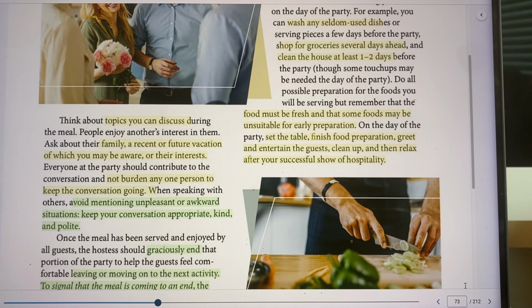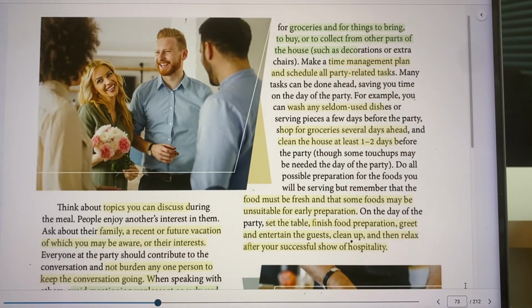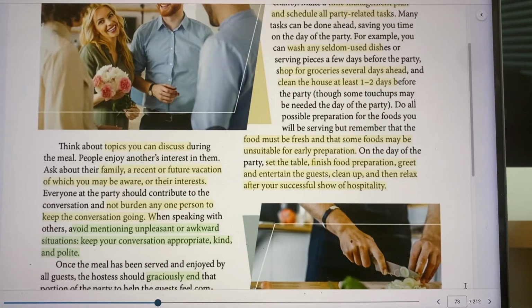When speaking with others, avoid mentioning unpleasant or awkward situations. Keep your conversation appropriate, kind, and very polite. Make sure you're talking politely. Don't decide at the table to get mad at your mom or your brothers and sisters. It's not a good time to do that.